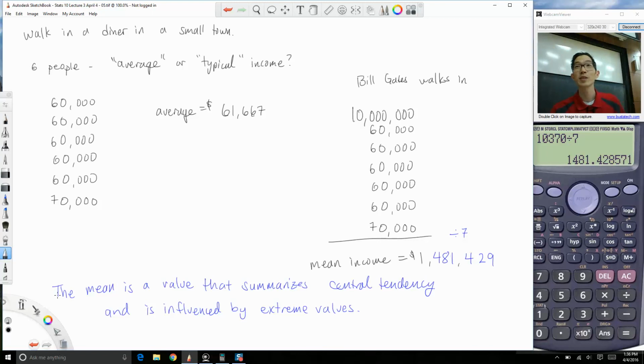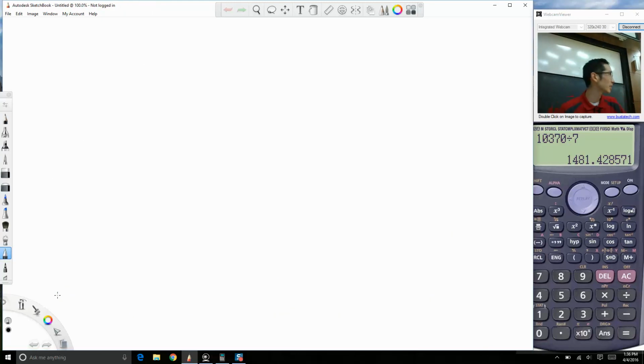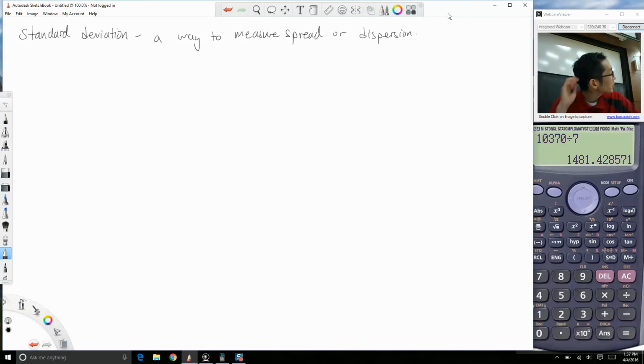Okay, is that good? So that's the mean. We'll talk about the median on Wednesday, but I think you already know how the median works, but we'll make sure we talk about that also. Okay, let's talk about the standard deviation. Standard deviation is a way to measure spread, or dispersion. Perhaps it's easier if I talk about the variance first, and I'm just going to say the standard deviation is equal to the square root of the variance.